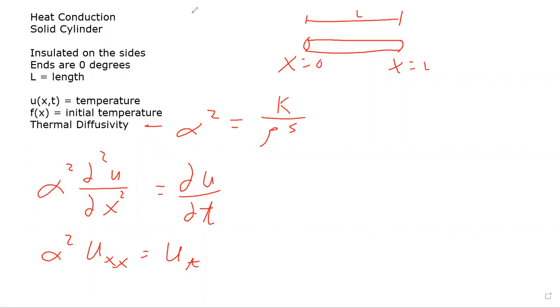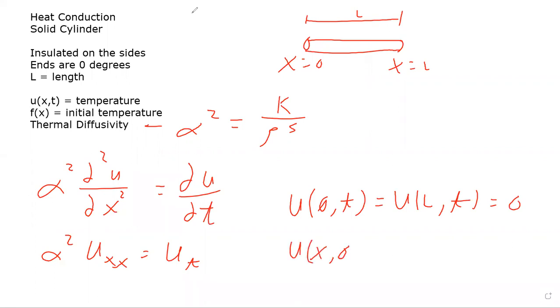And now with our given information that the ends are 0 degrees, our temperature at 0, no matter what time, is going to be the same as the temperature at L, no matter what time, which is equal to 0. And u of x at time 0 is going to be our f of x, which will be our initial condition, with our x's being from 0 up to L. Whoops, that L should be included.